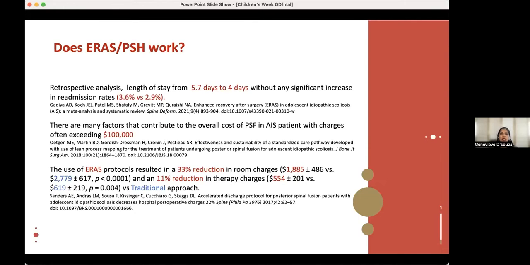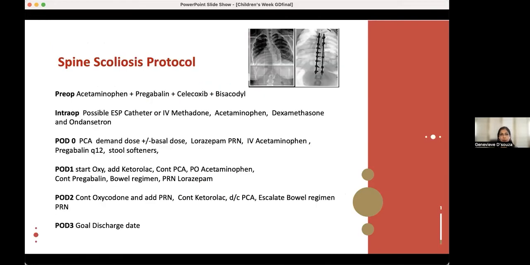And the overall cost for posterior spinal fusions with patients often exceeds about $100,000. So every day saved in the hospital is a significant cost saving for these patients. And it shows that these ERAS protocols allow about a 33% reduction in room charges, so about $1,000 a day savings, and an 11% reduction in therapy charges versus the traditional approach. So there is definitely an advantage in going ahead with all these protocols.